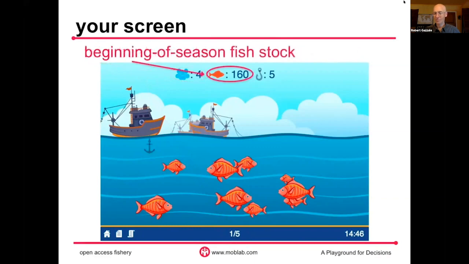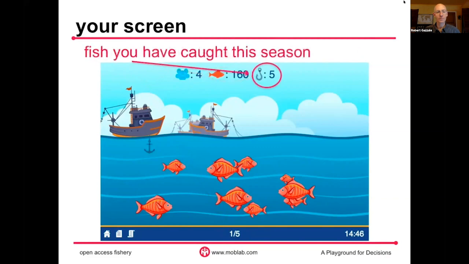The next number is the number of fish that were in the lake at the start of the current season. Remember that at the start of season 1, the number of fish starts at the lake's capacity. The final number at the top of the screen is the number of fish that you have caught so far this season. I guess at this point I should teach you how to fish.